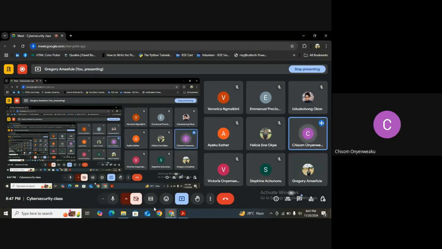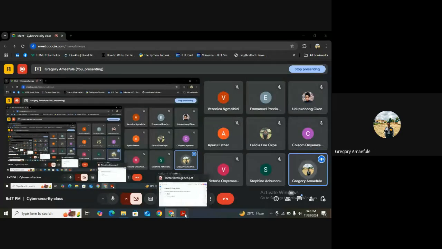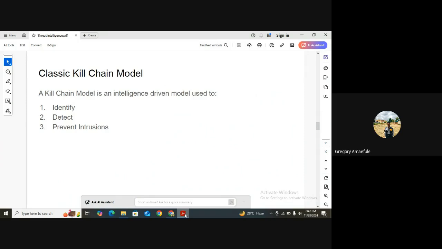Kill chains are strategies used to disrupt cybersecurity attacks, cyber attacks, malwares, any attack at all. All right. Thank you very much. So, Chisholm has basically explained what a kill chain is. So that's like the simplest definition you can get.